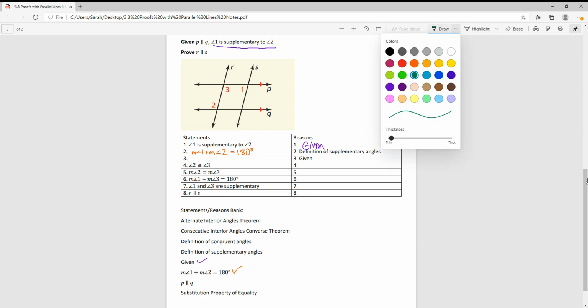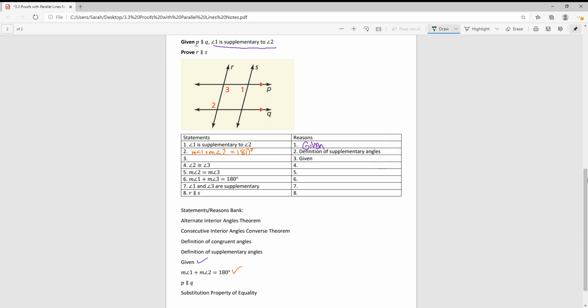The next reason they've given us is just given. So what was the other piece of given information? The other piece of given information is P is parallel to Q. Remember, those two lines there mean parallel. So that's all we can do there. That's the stuff that they've given us.